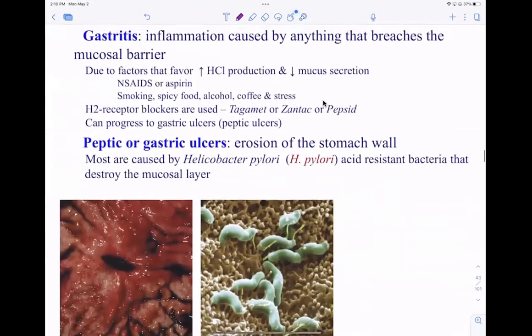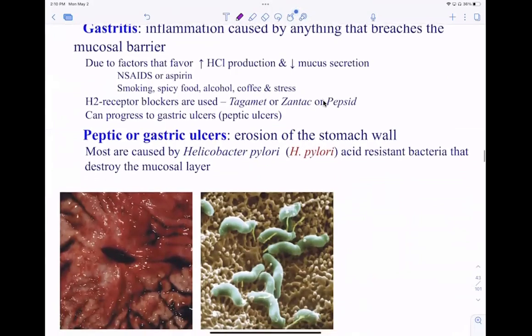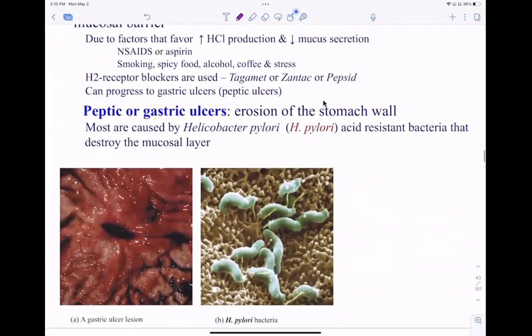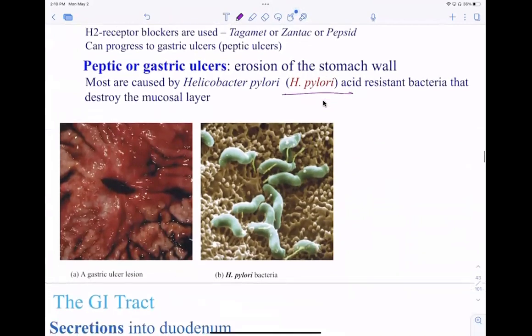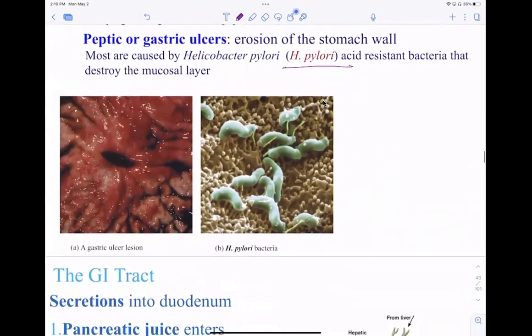Again, gastritis is an inflammation, anything that irritates the mucosal lining in the stomach. We call that gastritis. An ulcer, though, is an erosion of the stomach wall, and it's generally caused by a bacteria named H. pylori, which is acid resistant and destroys the mucosal layer.